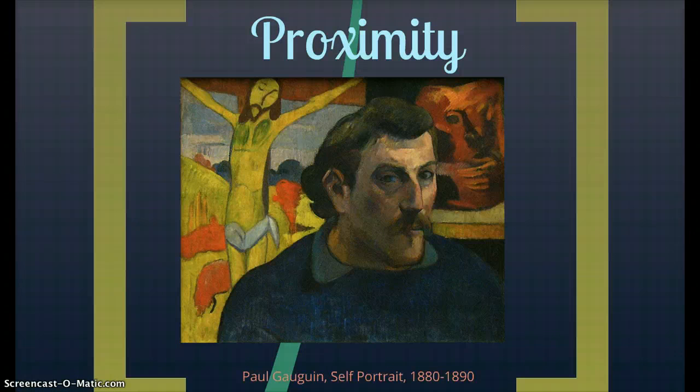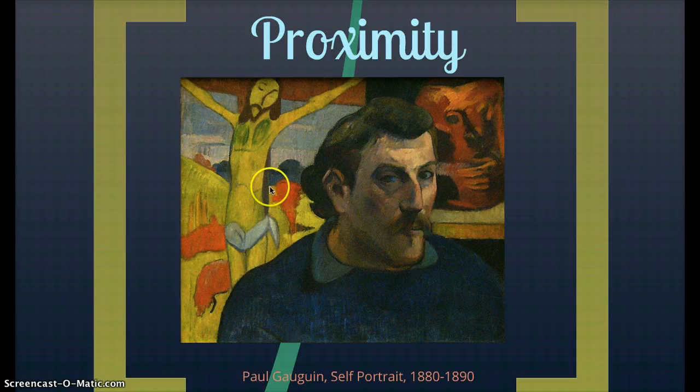Next, we're going to talk about proximity. In Paul Gauguin's self-portrait, you can see that he's placed himself, or the figure, in the foreground, creating a closer proximity to the viewer. It's almost like we are standing face to face with him, the way that he's painted, almost like we're having a conversation with him.